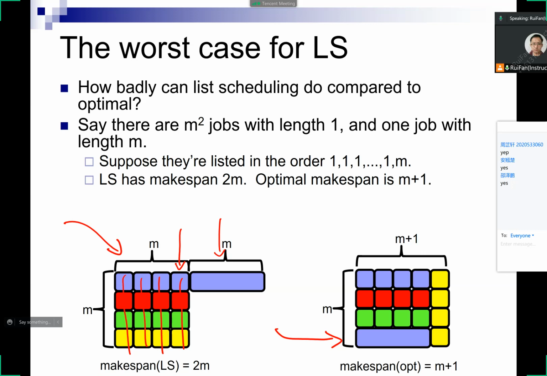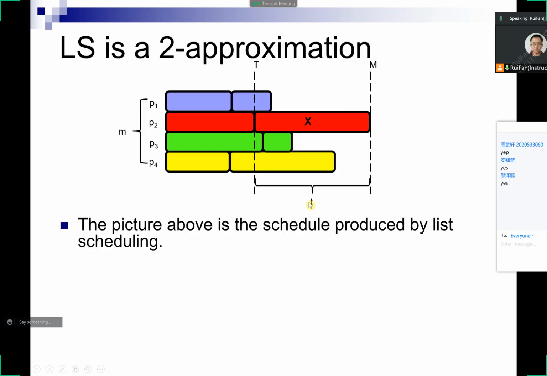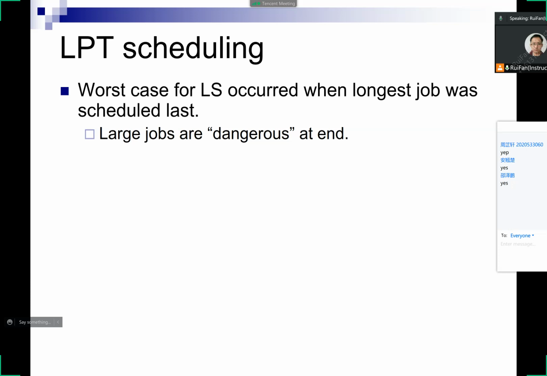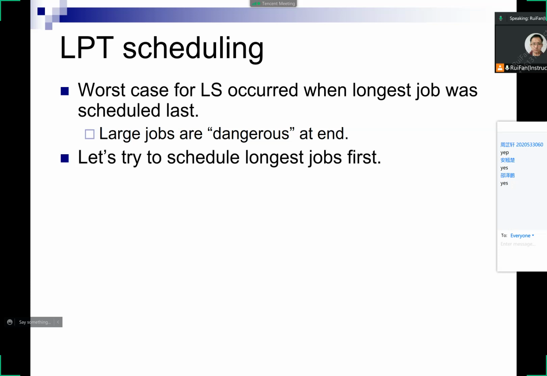So this is going to be the basis for the next algorithm that we're going to talk about, which is called LPT scheduling. LPT stands for longest processing time. And so what we're going to do is we're just going to schedule the big jobs first, because if you put them at the end, it's going to hurt you.